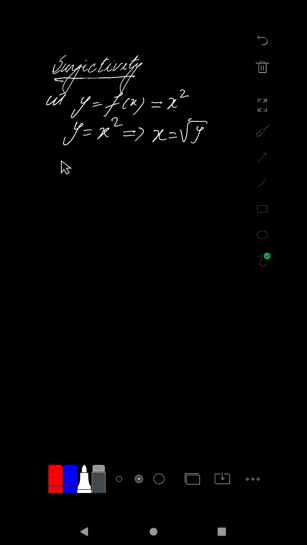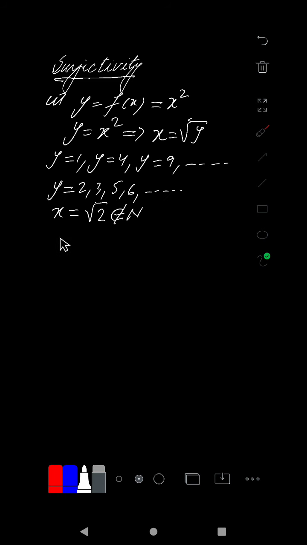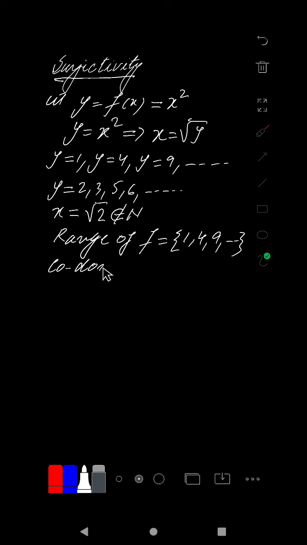So now we have to think of for what values of y x is defined. So obviously for y is equal to 1, x is defined, for y is equal to 4, x is defined, and for y is equal to 9, and so on. So x is defined only when y is a perfect square. Thus, the possible values of y will be the perfect squares of the natural numbers. So, range of the function will be the set of 1, 4, 9, and so on. But codomain of the function as given, that is set of natural numbers.